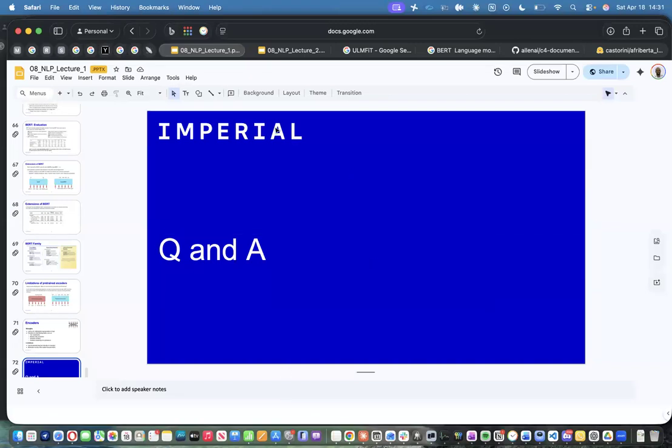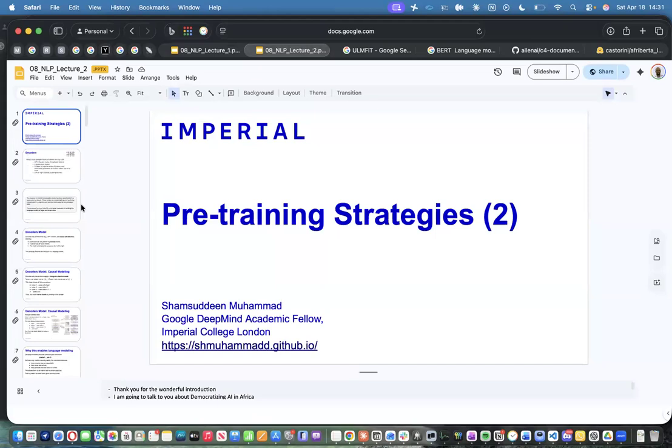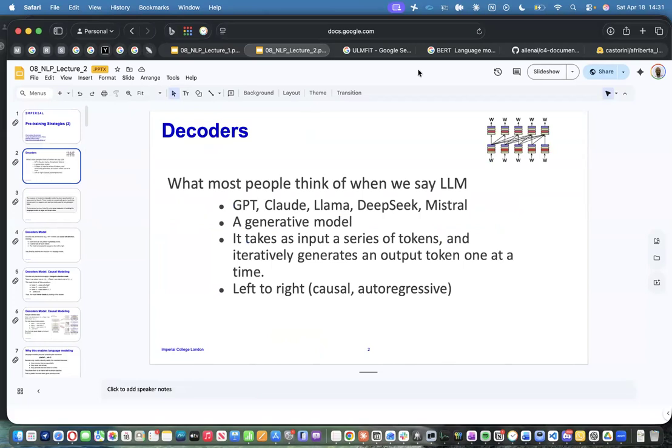All right. Okay. So let's go on into the second part. Lecture 2. So here we can see pre-training strategy part 2. It's basically a continuation of the discussion about that.